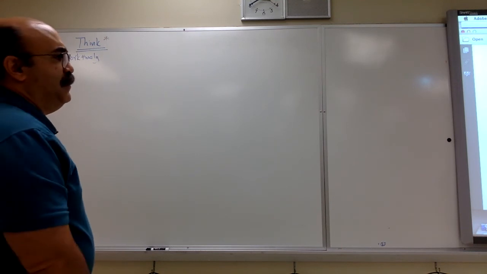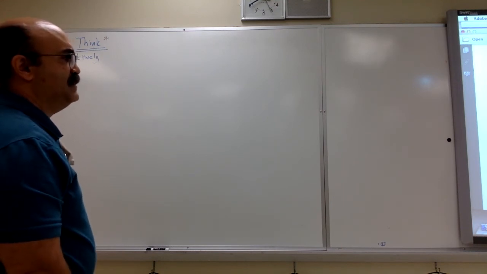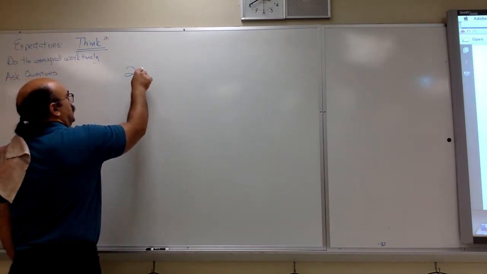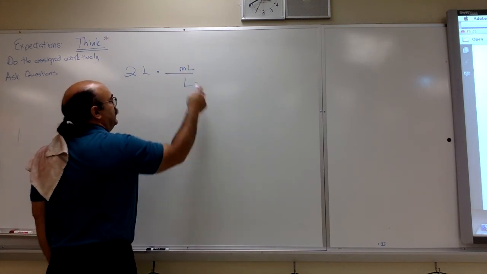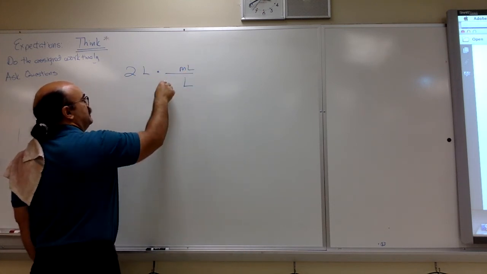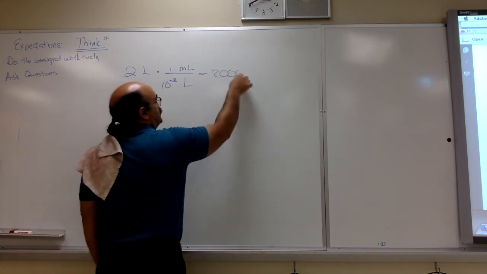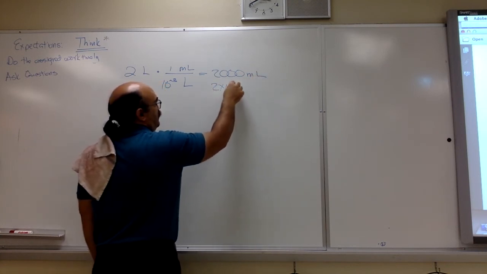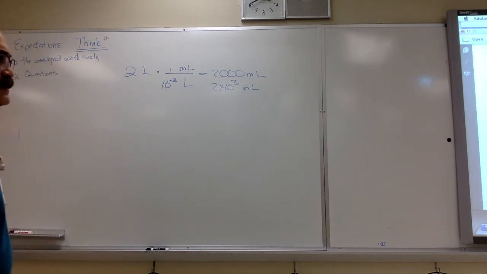Okay, for a party, you bought a 2-liter bottle of cola. Part A says convert to milliliters. So I have 2 liters times the fact. I want milliliters as my answer. Liters goes in the denominator, cross cancel. This is 10 to the minus 3. This is 1. I get 2,000 milliliters, or 2 times 10 to the third milliliters. That would be part A.